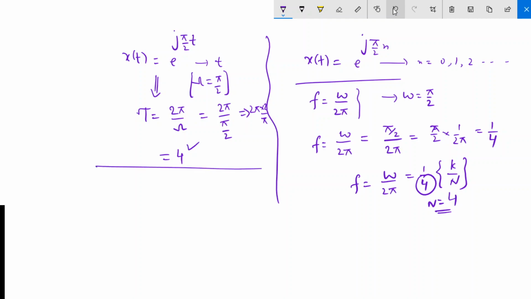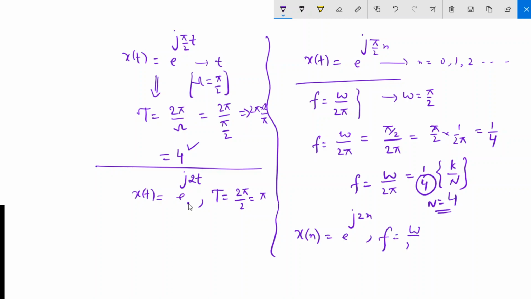Now you take another example. Suppose I take x(t) is equal to e raised to power j 2t. Now what is the time period? 2 pi by 2, this is pi. And if you take x[n] is equal to e raised to power j 2n, what will be f, omega by 2 pi? Omega in this case is 2, so 2 upon 2 pi, you will get 1 by pi. Now it is not in the form of the ratio of two integers. So this is basically not a periodic signal.